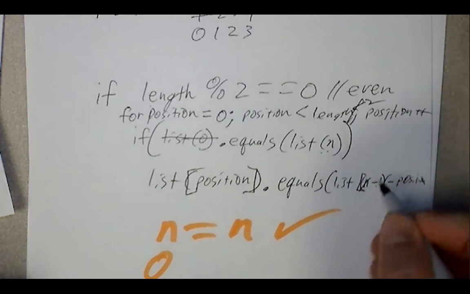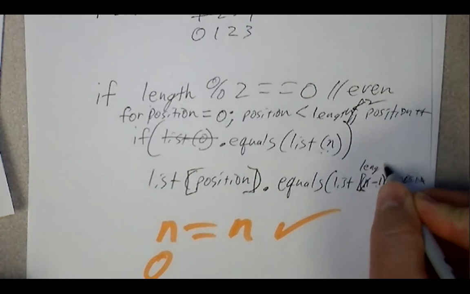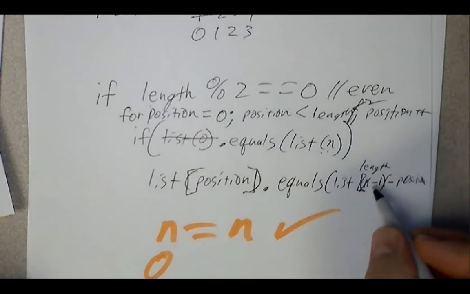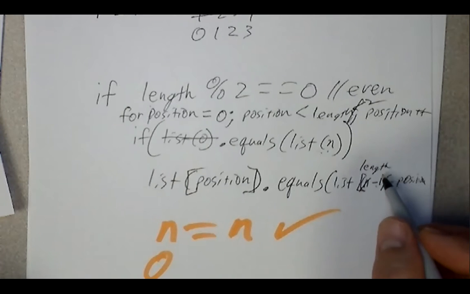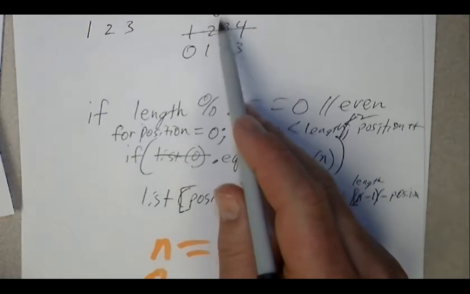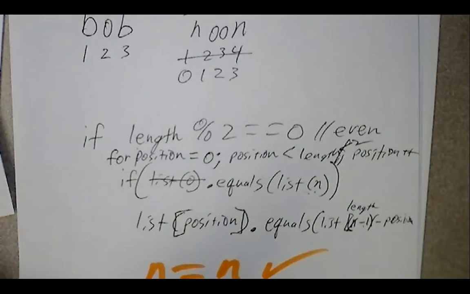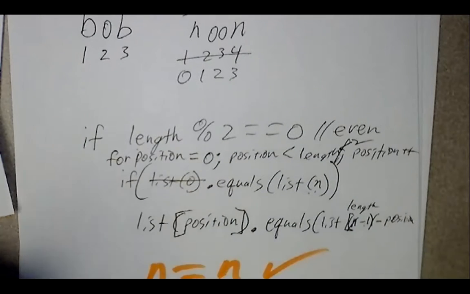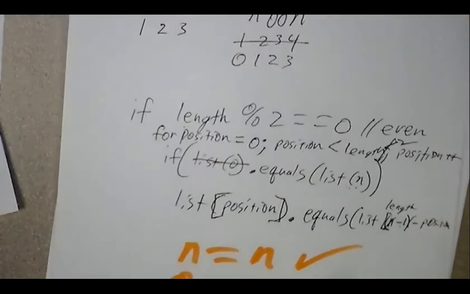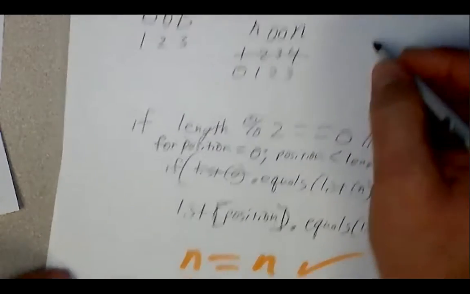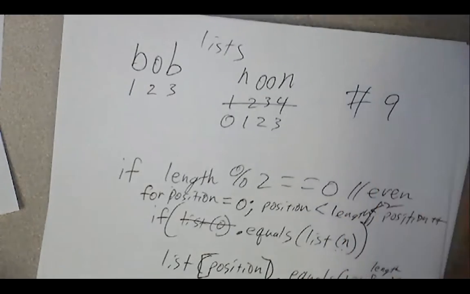I should say instead of n, this should probably be length. Okay, so length is 4. 4 minus 1 is going to be 3. Minus 1 for position is going to be 2. So we check, and that is an O up there. So O is equal to O. Okay, and this is of course number 9.